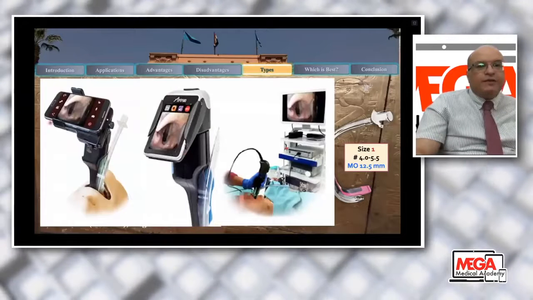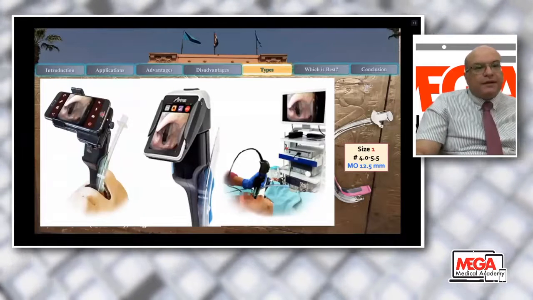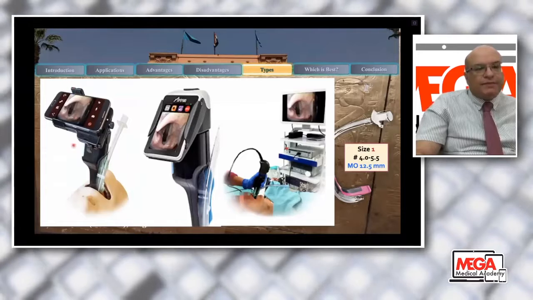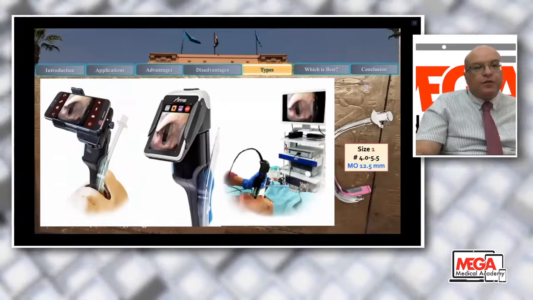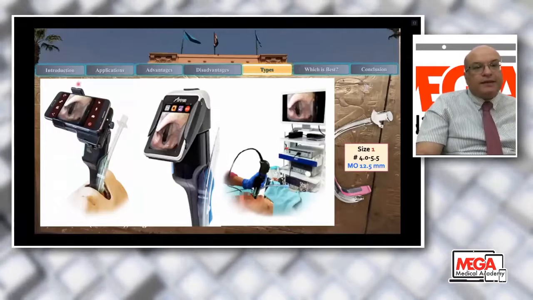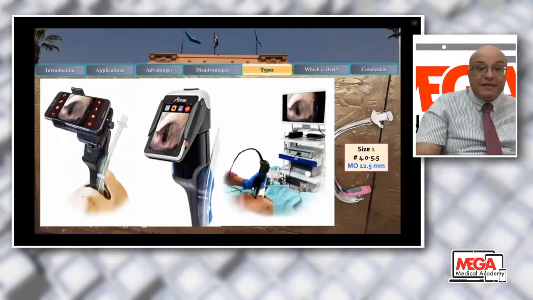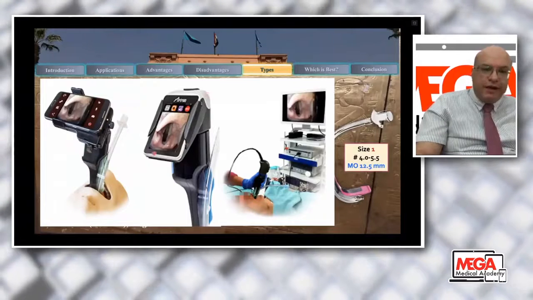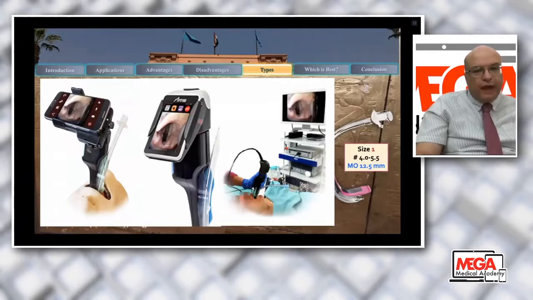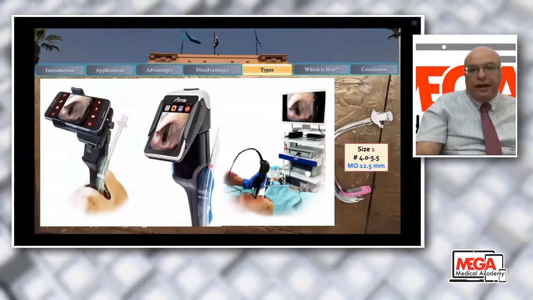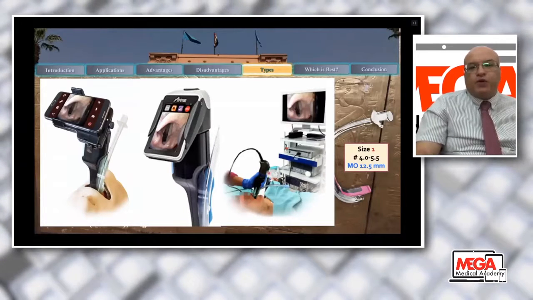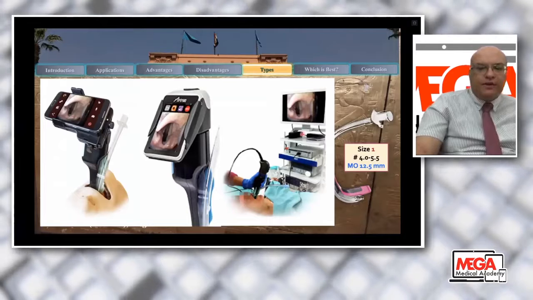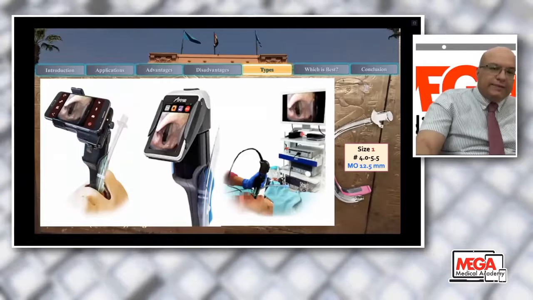You can use any smartphone, either iOS or Android, with a specific holder to use it as a viewer, and you can transmit images by Bluetooth. Also, there is a Bluetooth piece here. You can take images, save, and record. Also, you can use any Storz or Pentax or other video camera for displaying.